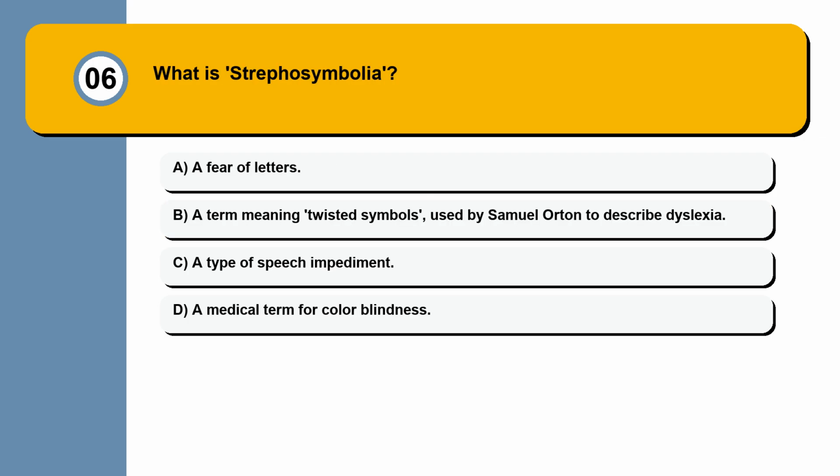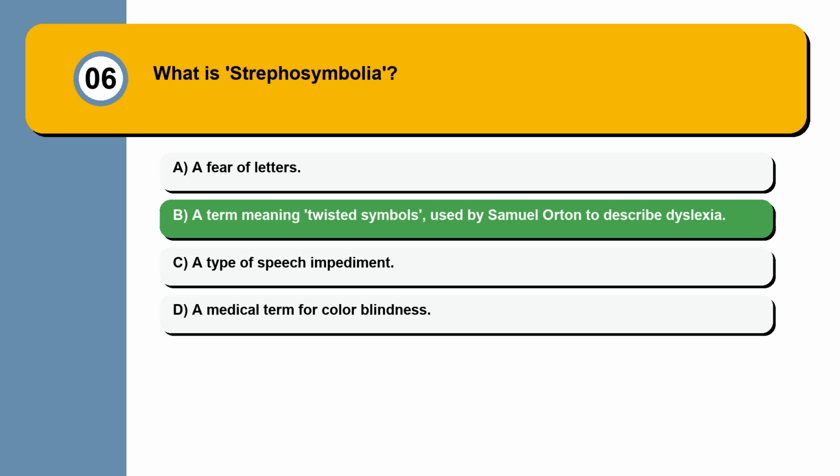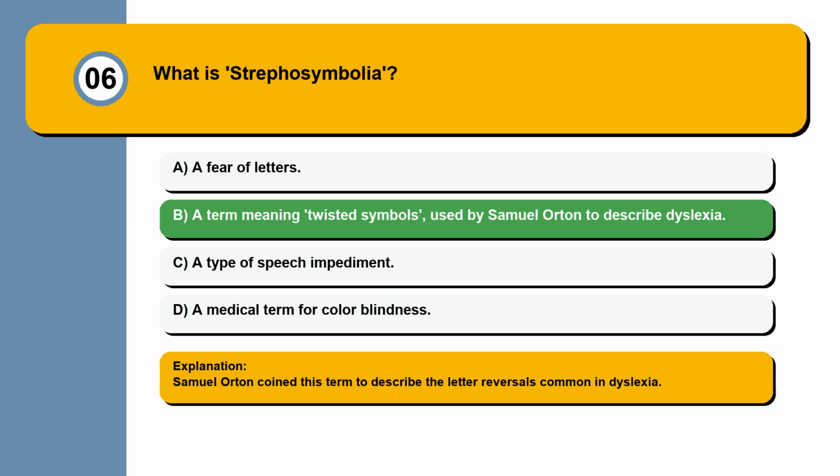Question 6. What is strephosymbolia? A fear of letters. A term meaning twisted symbols, used by Samuel Orton to describe dyslexia. A type of speech impediment. A medical term for color blindness. Samuel Orton coined this term to describe the letter reversals common in dyslexia.